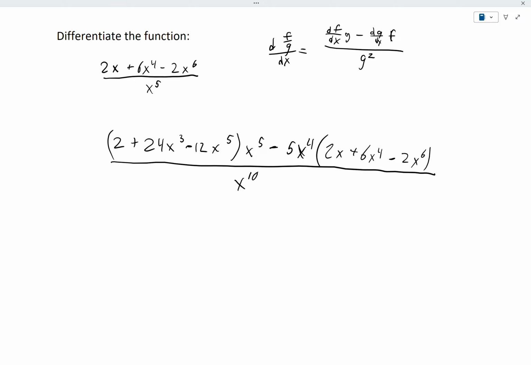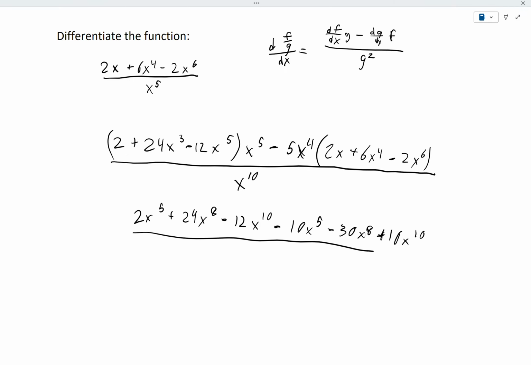Just multiply the powers. Now we're just going to distribute some stuff. So we have 2x to the fifth plus 24x to the eighth minus 12x to the 10th minus 10x to the fifth minus 30x to the eighth plus 10x to the 10th, all over x to the 10th.